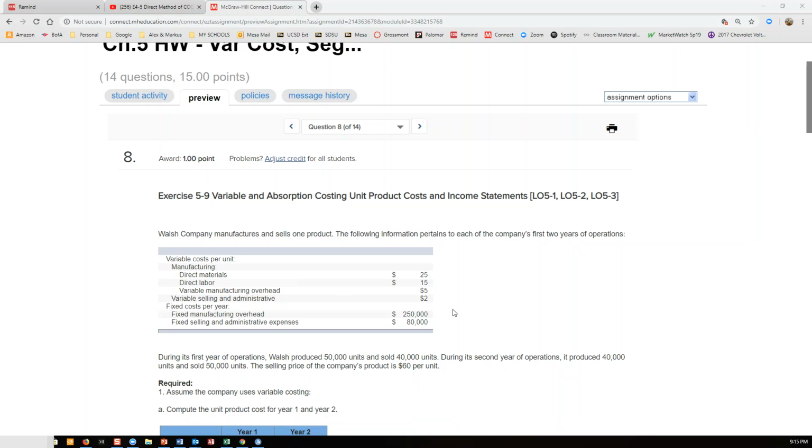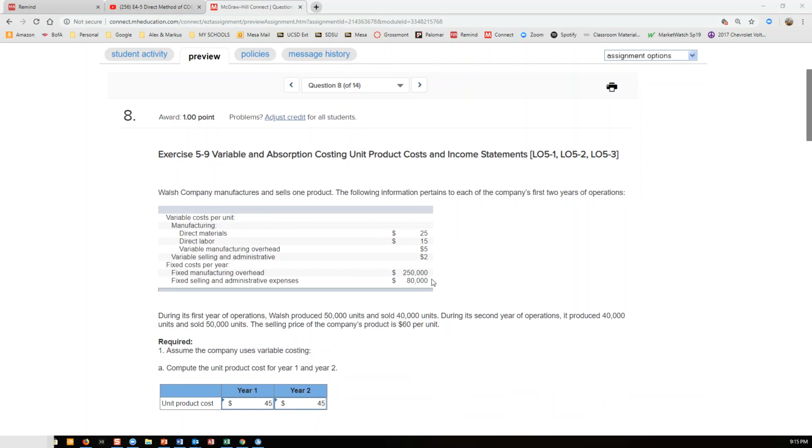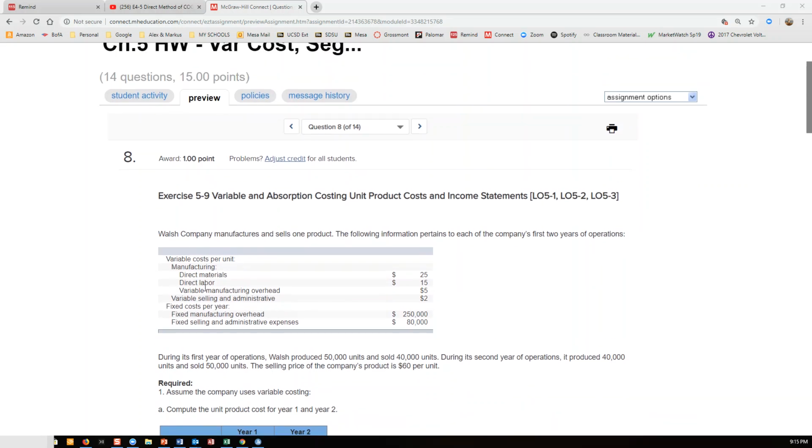Exercise 5-9 has to do with both variable and absorption costing and figuring out the differences and reconciling the differences between those two methods. So we're given here the variable costs for direct material, direct labor, variable manufacturing overhead, and so on and so forth.